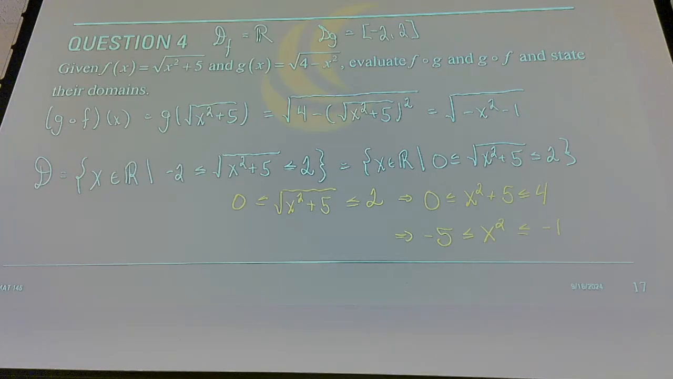What's wrong with that statement? It can't work. Anything squared would be positive. This is saying that x squared is negative, which is not possible. That means there's no solution. There are no real numbers where the square root of x squared plus 5 will be between negative 2 and positive 2.